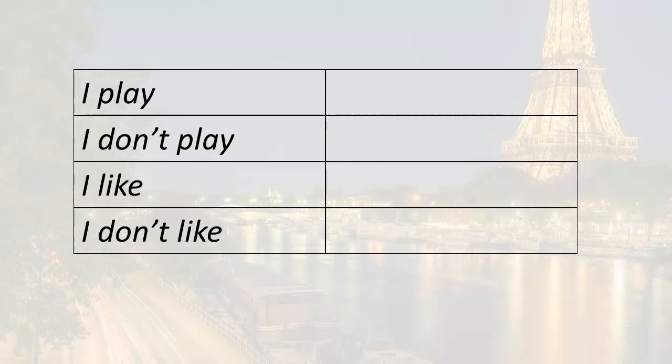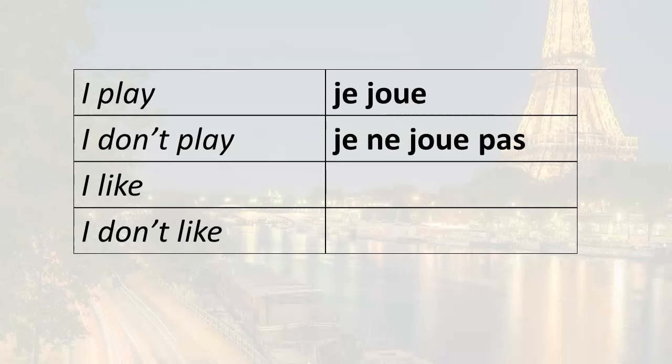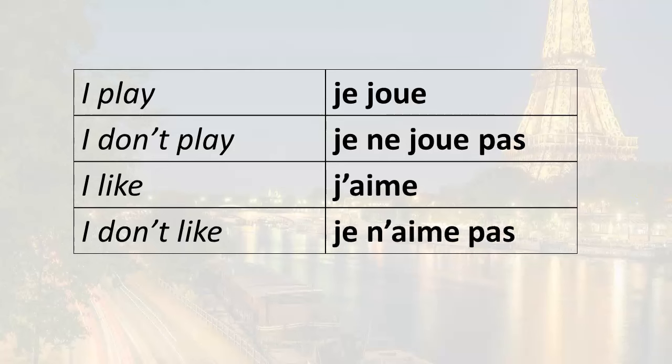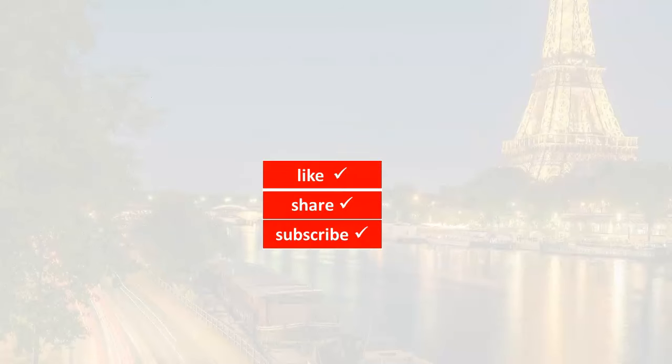Let's look at a few more examples. I play, je joue. I don't play, je ne joue pas. I like, j'aime, and again this apostrophe should remind you, use the n apostrophe instead of the ne. So I don't like, je n'aime pas. I like, j'aime. I don't like, je n'aime pas. And that's pretty much it.